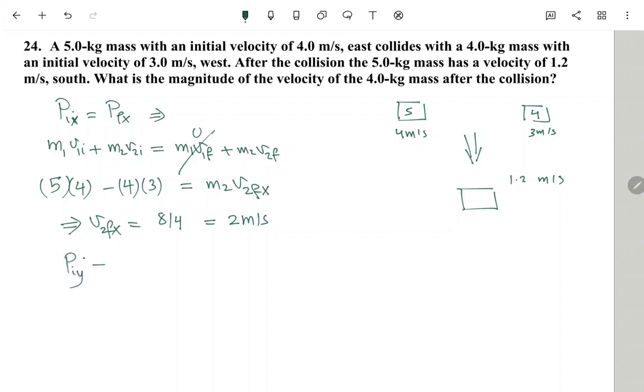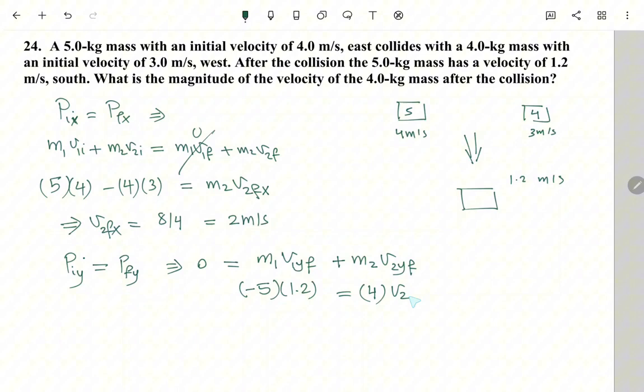P initial y equal to P final y. In other words, now P initial y it's equal to 0 because it has no initial components on y, which is 0, equal to m1 v1 y final plus m2 v2 y final. You substitute the numbers, you will get minus 5 times 1.2 equal to 4 v2 y final.